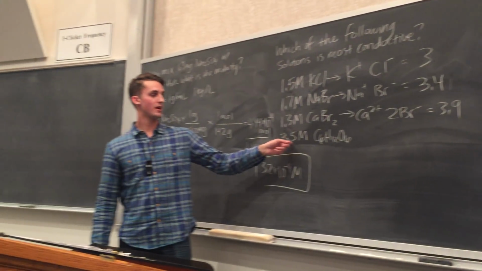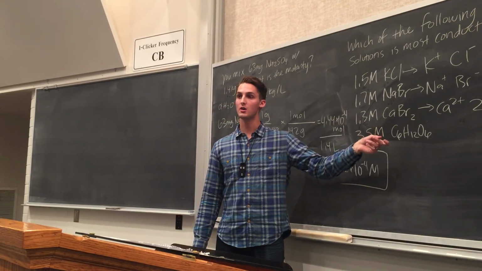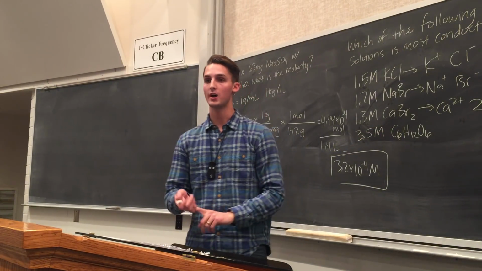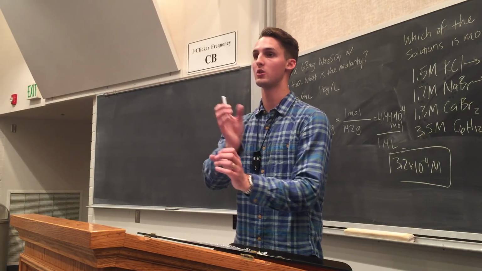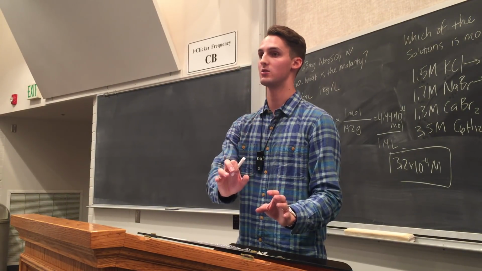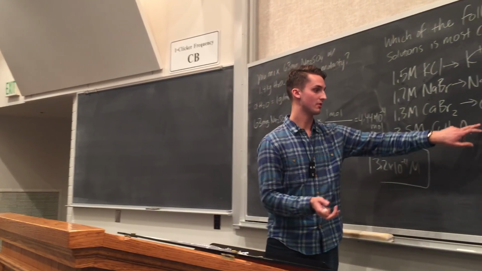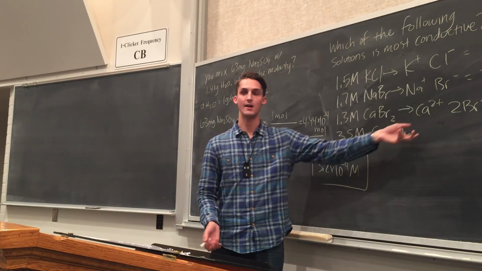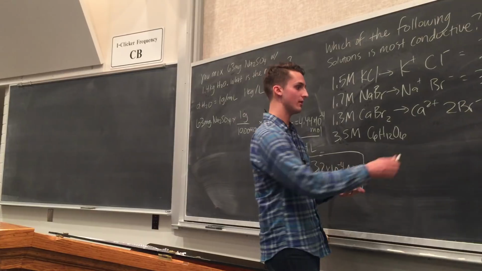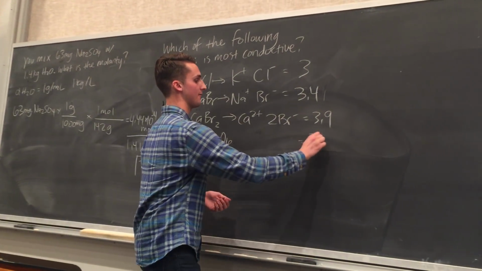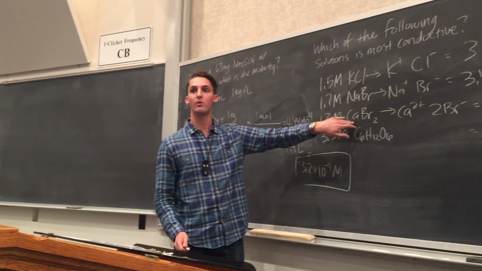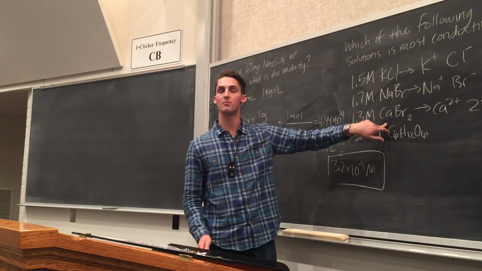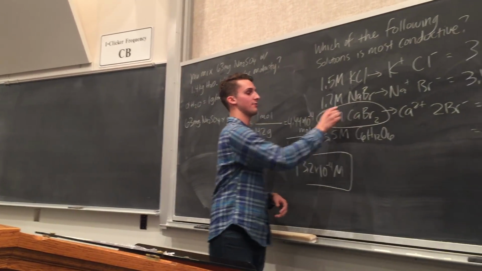And the very last one, 3.5 molar glucose. Glucose is a non-electrolyte, meaning it does not break up into ions. So if you put glucose in water, it's just going to stay as glucose. So my number that I'd get would be 3.5 times 1, because it's not going to do anything, and you'd get 3.5. So now looking at these values, you can see that this 1.3 molar solution of calcium bromide would be the most conductive.